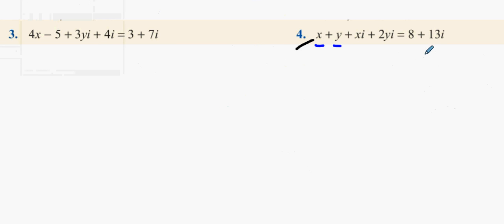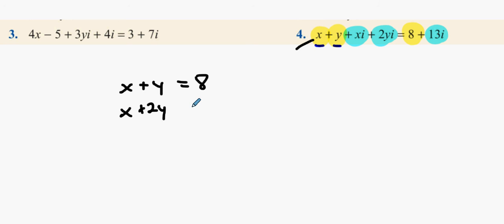Alright guys, now, here we go. Real. Cool with that? No y's. Imaginary. So it's quite easy. You just say x plus y equals 8. And then underneath it you have x plus 2y equals 13.